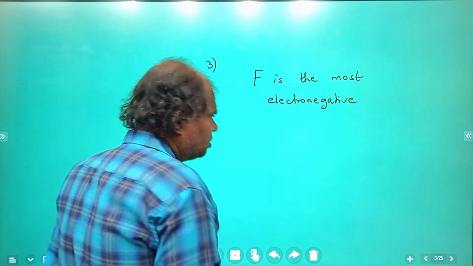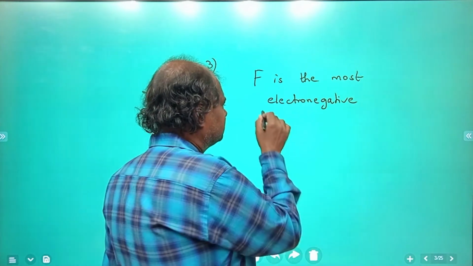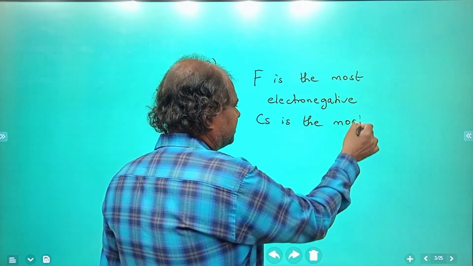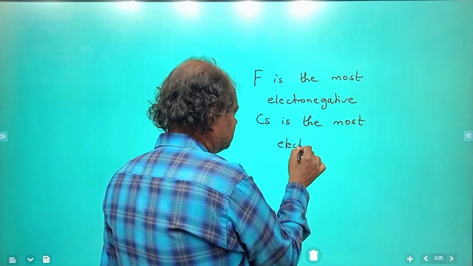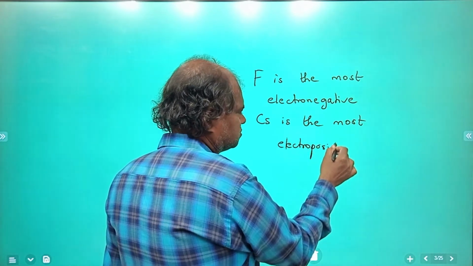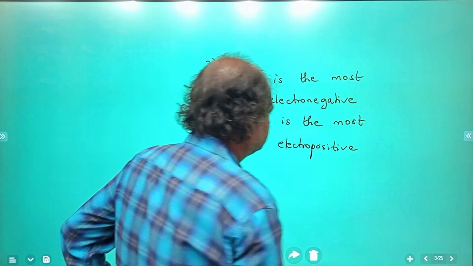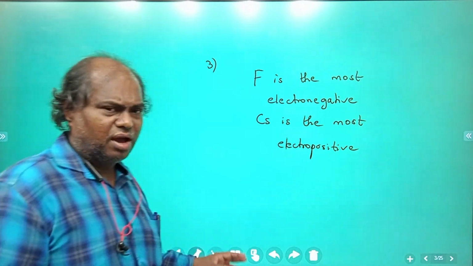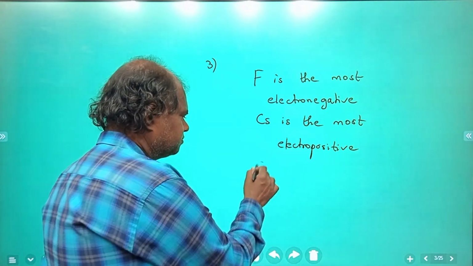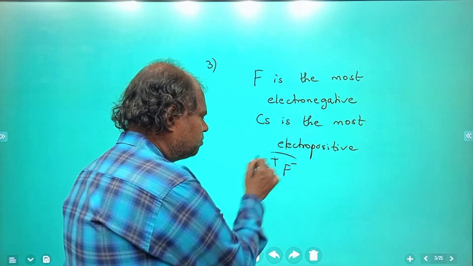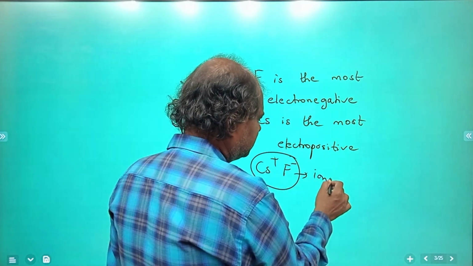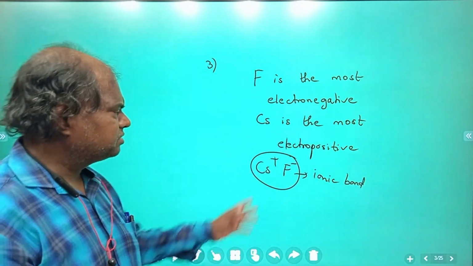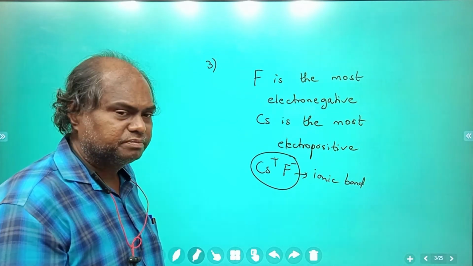Now, can you guess who will be the most electropositive? Yes, very good. Cesium is the most electropositive element in the entire periodic table. Okay. So fluorine is the most electronegative, cesium is the most electropositive, right? So what an ideal combination you have. The most positive is cesium and the most negative is fluorine. So obviously this bond will be, students, what? An ionic bond, right? Extreme case of the periodic table. One is highly positive, one is highly negative. You end up with an ionic bond.